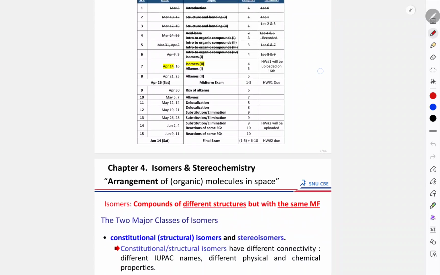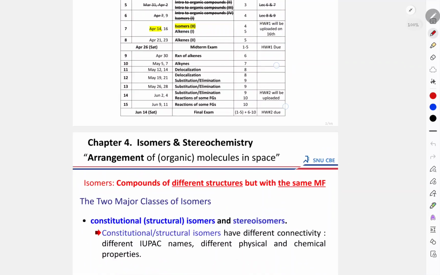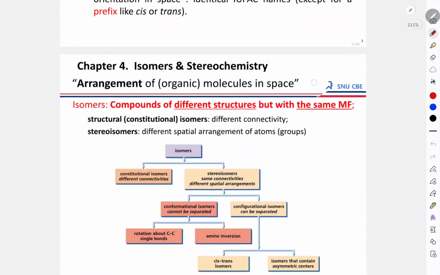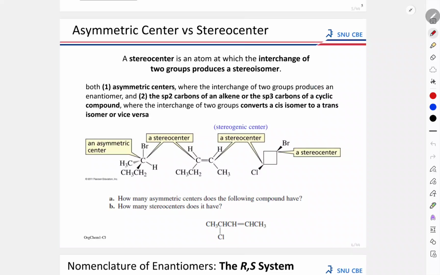First, you can define asymmetric center. What is an asymmetric center? It's a carbon site containing 4 different groups. That's how we defined asymmetric center in the previous slide. Stereogenic center, on the other hand, is defined as an atom at which the interchange of 2 groups produces stereoisomers, cis versus trans, or R versus S, or in other words, 2 different enantiomers. This is how you can define the stereocenter, which is different from the asymmetric center; they are related but not identical.